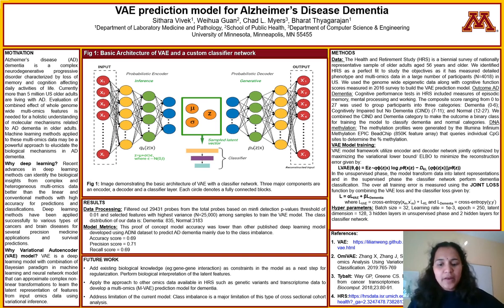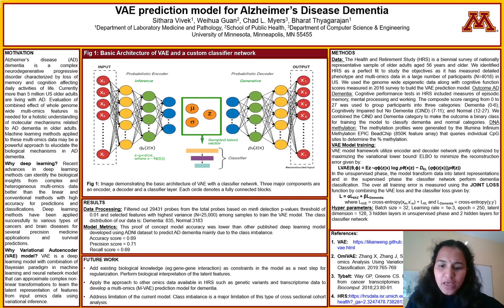I've used hyperparameters with batch size 32, a fixed learning rate of 0.001, epoch 250, and a latent dimension of 128. For the unsupervised phase, the encoder and decoder layers, I defined 3 hidden layers, and 2 hidden layers for the classifier network.